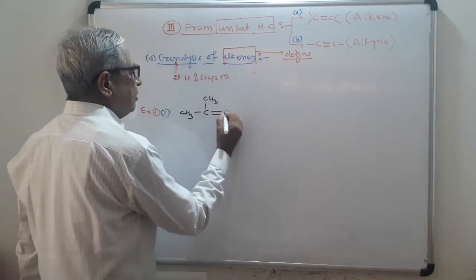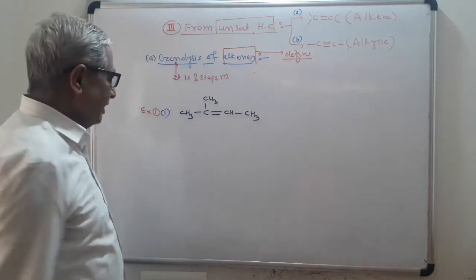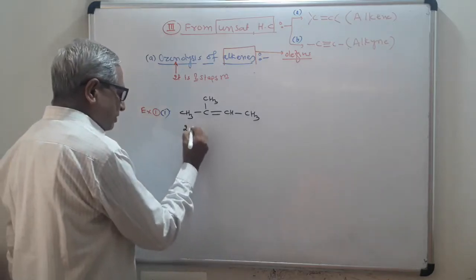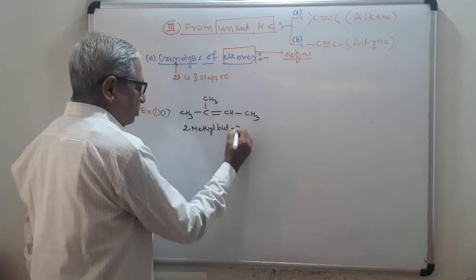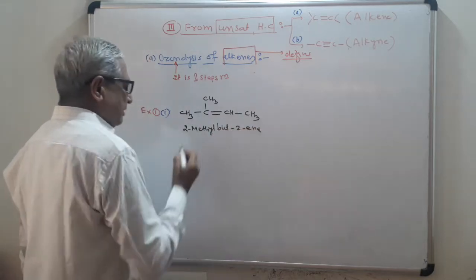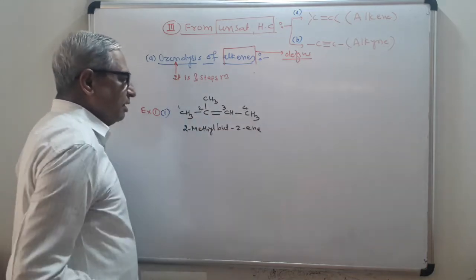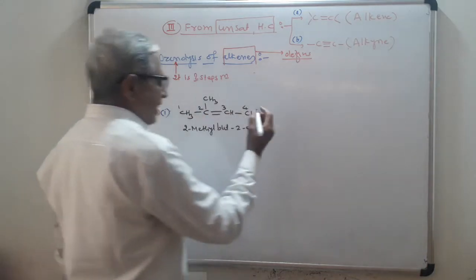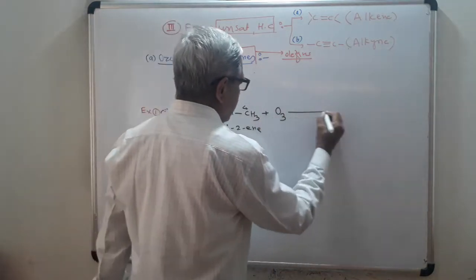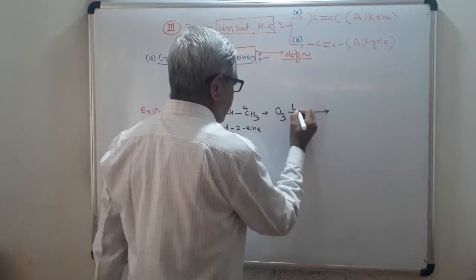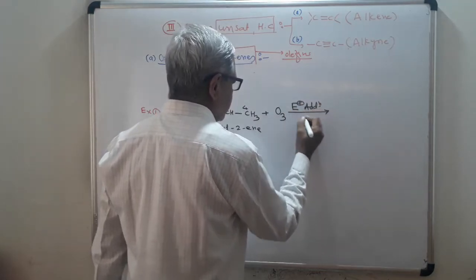CH3, double bond, CH3. The name of this compound is 2-methylbutene. See here, carbon number 1, 2, 3, 4. First step, reaction with ozone, O3. Type of reaction, electrophilic addition reaction.